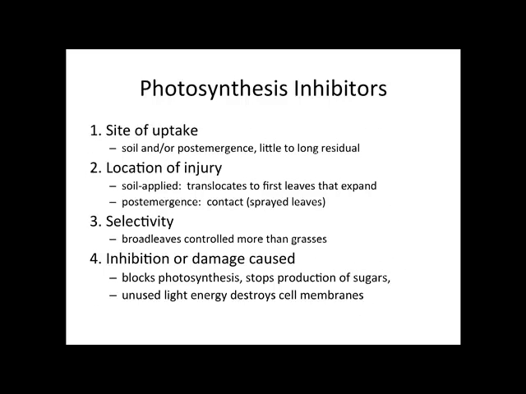How do the photosynthesis inhibitors actually kill the weeds? The site of uptake: soil and/or post-emergent, little to long residual depending on the product. Location of injury: soil applied translocates to the first leaves that expand, so you have injury in the seedling and the leaves. Post-emergence, it's contact. Wherever the spray contacts the leaf is where the injury will occur. Selectivity: broadleaf controlled more than grasses, but grasses can be controlled depending on species and product. Inhibition or damage caused: blocks photosynthesis, stops production of sugars, unused light energy destroys the cell membrane.